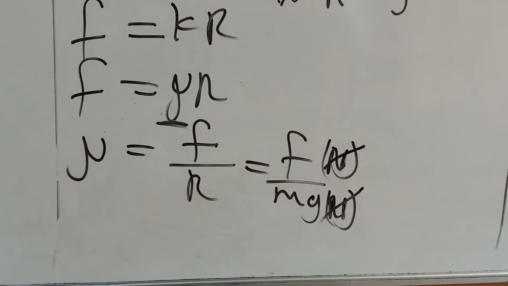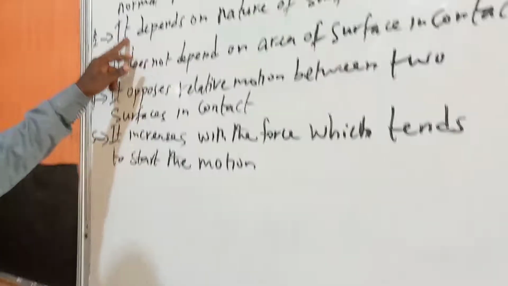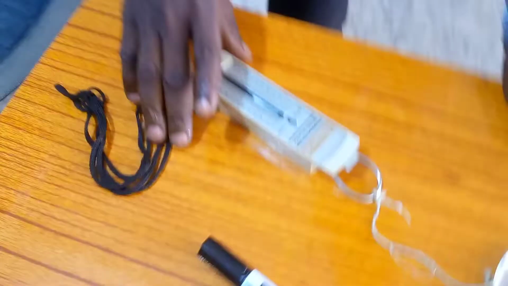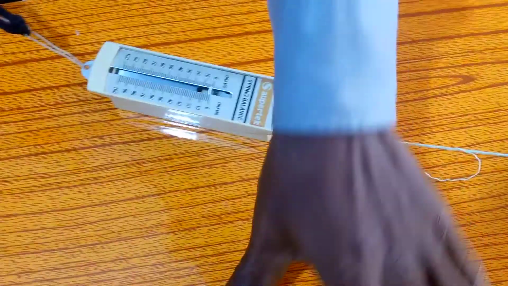Now, let's go to the next law. It says it depends on nature of surface in contact. That is, the frictional force depends on whether the surface is smooth or rough. So we have two different surfaces here. This one is a smooth surface. This is what? Rough surface.